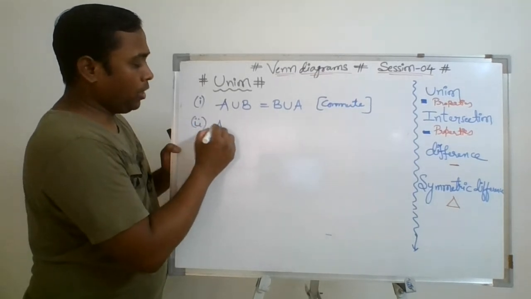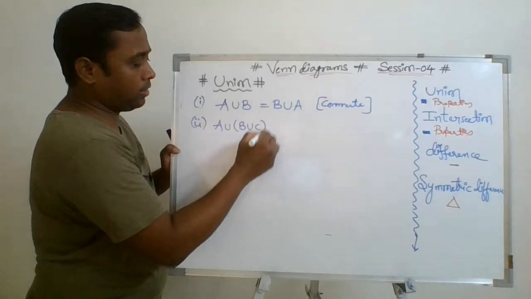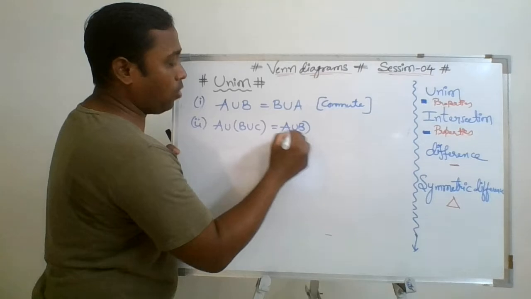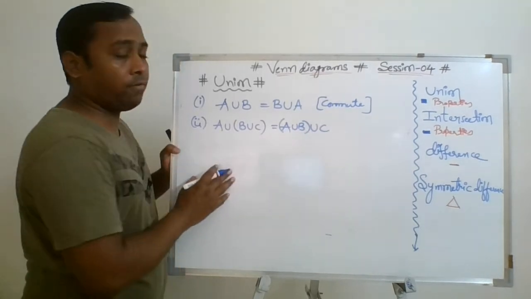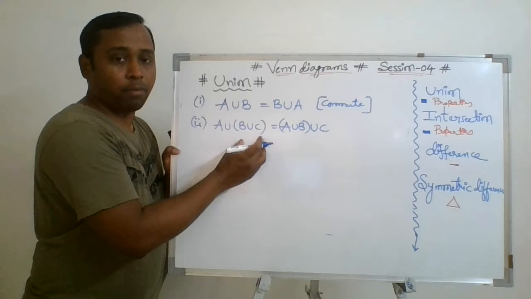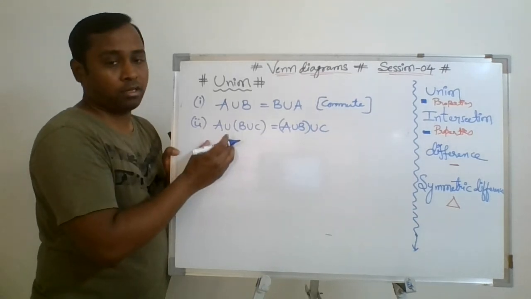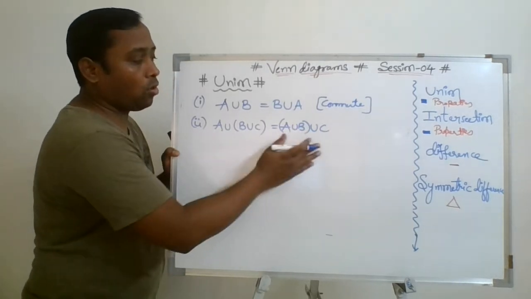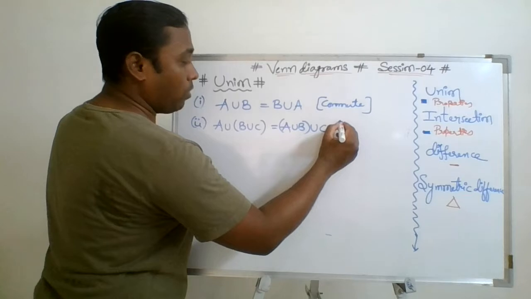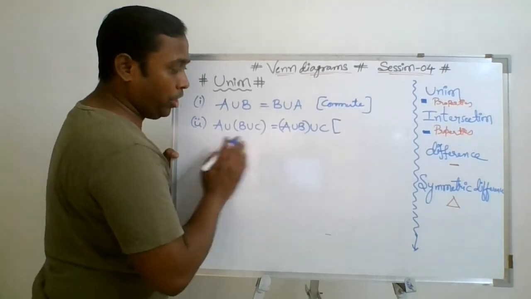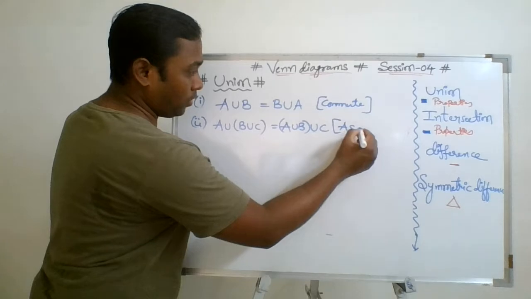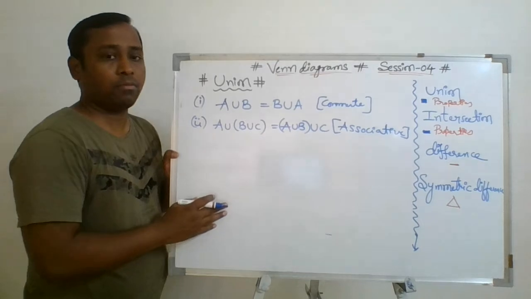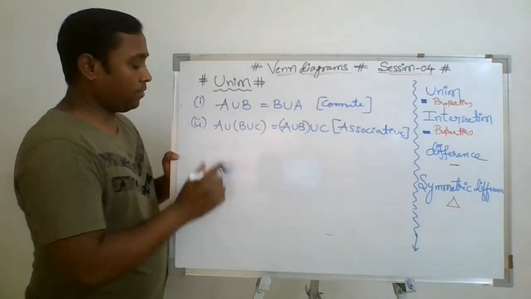Similarly, A union of B union C, union of three sets, can also be done in any order. किसी भी order में आप union find कर सकते हो. B union C का पहला find करें, उसके बाद आप A union के साथ करें, या A union B first find करें, बाद में union C करें. These are always the same, giving the same equal elements. Hence, union of sets is called associative. So union of sets is commutative and also associative.